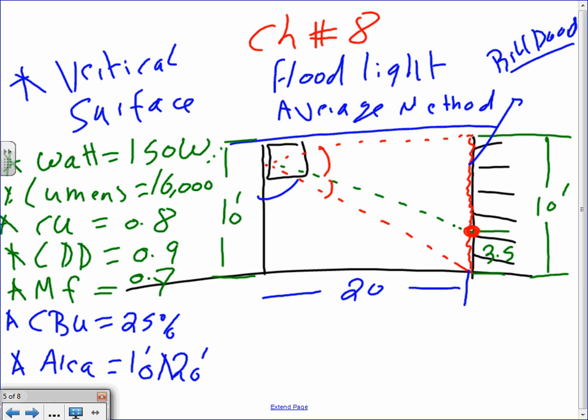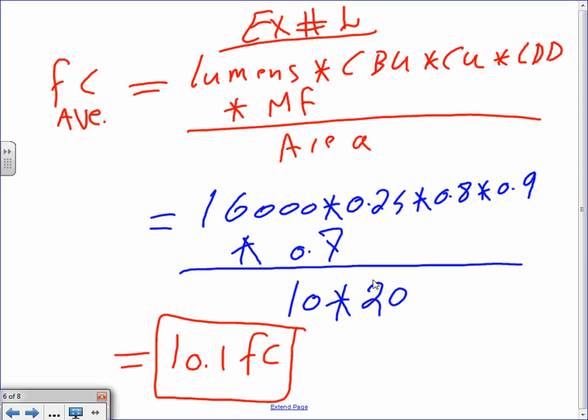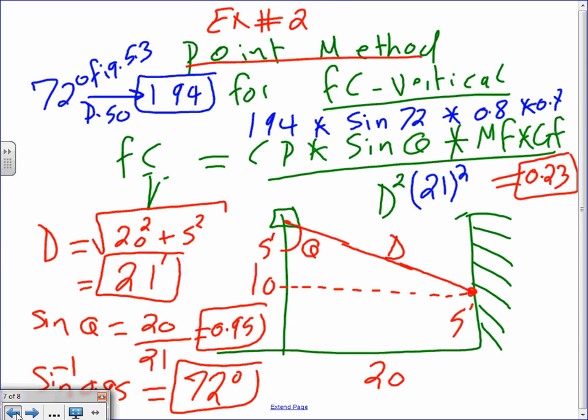Okay, this one, if you have a billboard that says, welcome to Dunwoody or whatever, Minneapolis, and you want to throw a light to shine at it, how do you calculate the foot candle on this billboard? Can I have a thumbs up, Chad? This is what this chapter talks about. Very simple. Let's start from the end. Here's the formula that you need: lumens multiplied by coefficient of beam utilization multiplied by CU, divided by the area, exactly like you do it on a vertical or a horizontal, the average method.